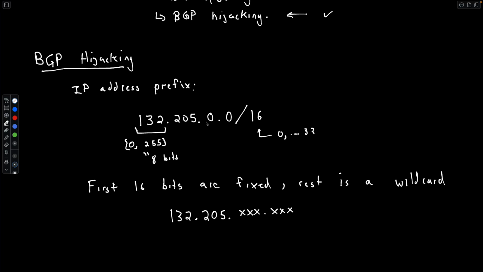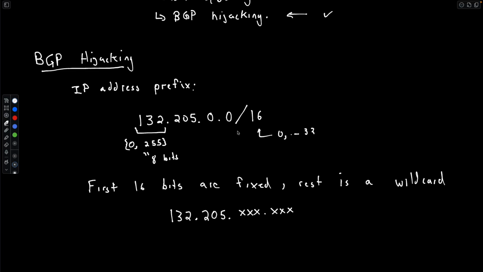So if I say I control this, it means I control every IP address that starts with 132.205. Now, there is someone in the world that literally does that, and that someone is Concordia. This is a block of IP addresses that Concordia owns. They might own other IP addresses too, but every IP address that has this pattern is owned by Concordia.